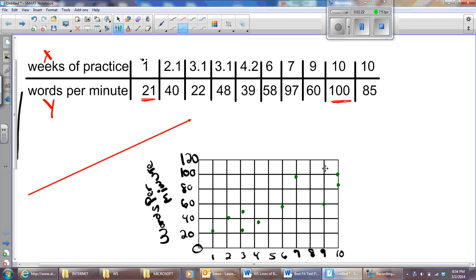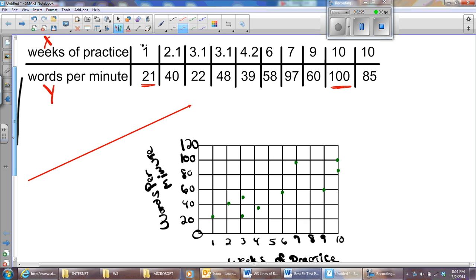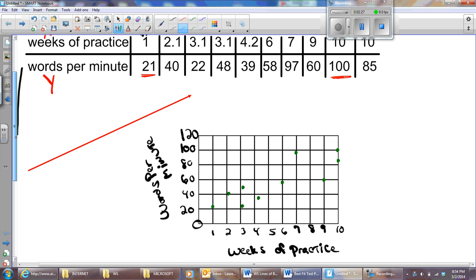Okay, the x-axis was simple. There were 10 pieces of data, and I used 10 weeks. So now I plotted my points. Oh, by the way, if you're wondering about something like 2.1 or 3.1, it means more than 3 weeks. Maybe 3 weeks and a day, maybe 3 weeks and 2 days, something like that.